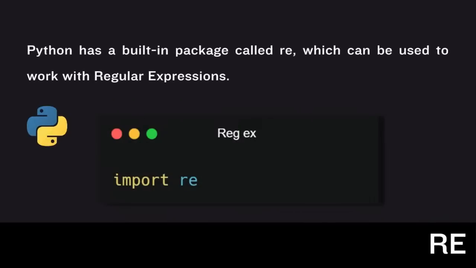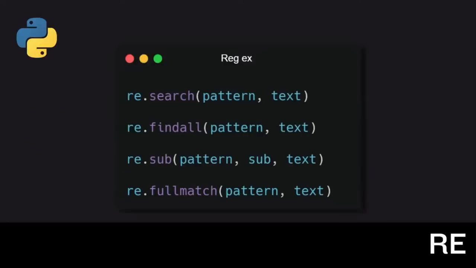Python has this already built in. It's a built-in package. You can import it with the name re, which can be used to work with regular expressions. You can use search, or findall if you want to find multiple matches. For example, if you are searching for all the emails in a paragraph, you need to use findall. If you are just searching for one result, you will get the first match. You can substitute as well, and you can get a full match as well.